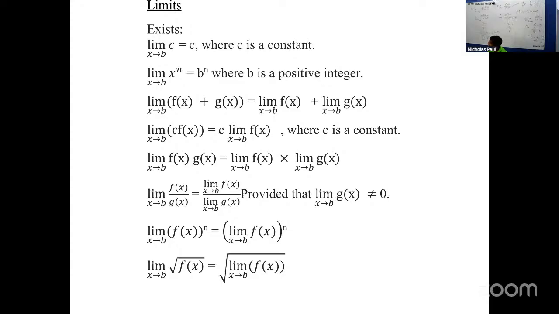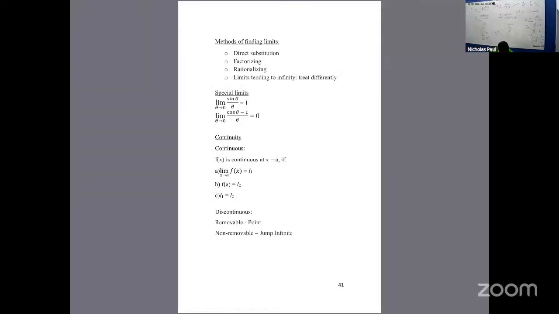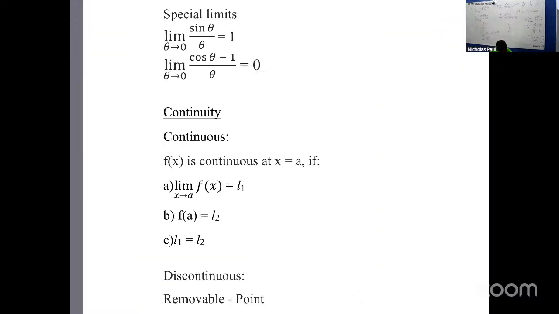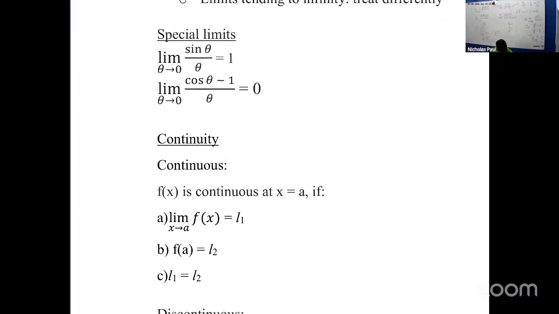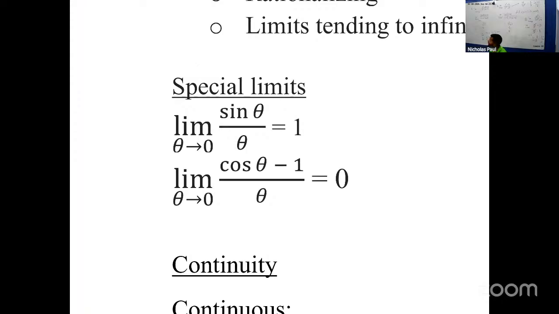The most important rules are the last 2 and the first 2. The last 2 here are 2 special limits that we need to know. There's one with tan as well, but we will just use 2 of those.